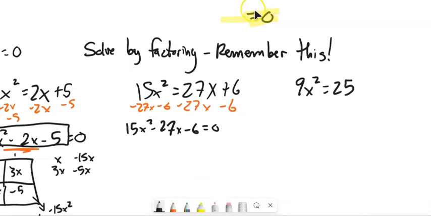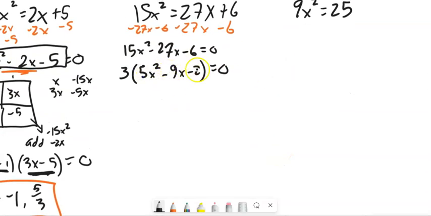I'm going to go factor this. One thing I noticed, I could factor this, but it's going to be pretty big numbers. I noticed that 6, 27, and 15, 3 goes into all of those. So I can factor out a 3: 5x squared minus 9x minus 2 equals 0. And notice 3 times whatever, I could still get to 0 as long as the whatever ends up being 0. So I'm just going to factor this part.